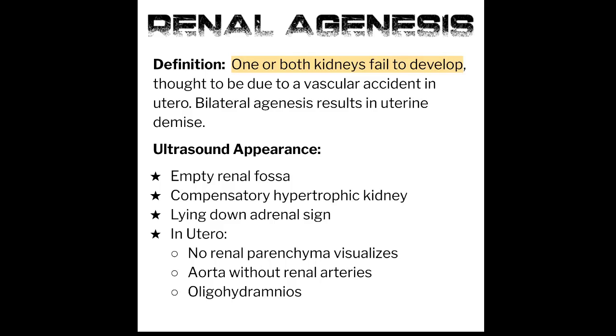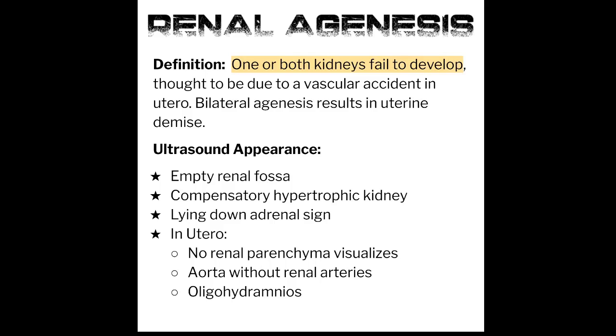Now bilateral agenesis, that means both kidneys are missing, is going to result in fetal demise. Remember that the kidneys in utero are responsible for aiding in the creation of amniotic fluid. If there's not enough amniotic fluid, then there's a lot of pressure on the fetus's chest, therefore the lungs cannot develop, and it is a cascade that leads to fetal demise.